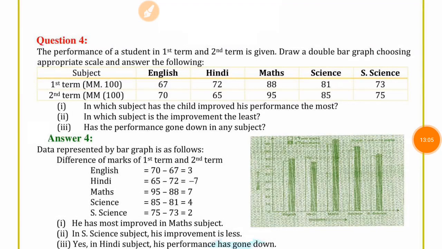Here it is the classes. Here it is the number of students. So see the next question. The performance of the students in the first term and second term is given.